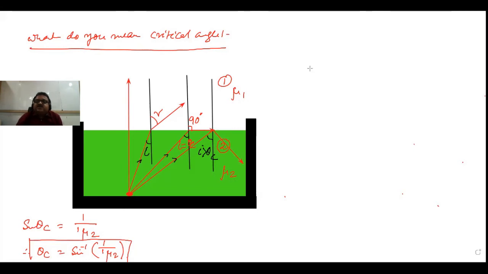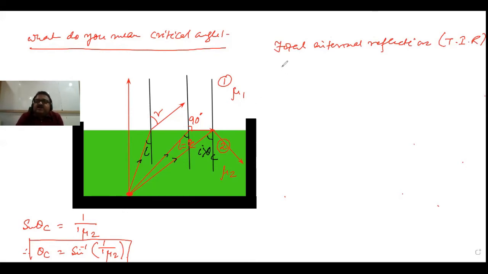Clear? That means no refraction, the entire portion of the light ray gets reflected back in the same medium, and this phenomenon is called total internal reflection, or in short it is also called TIR.